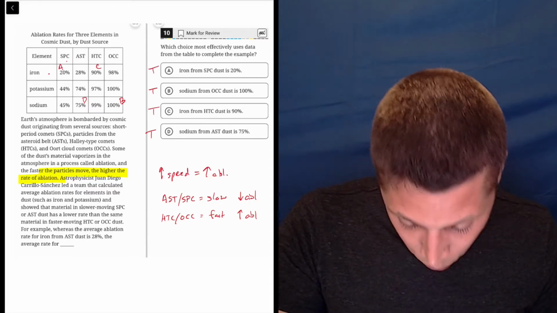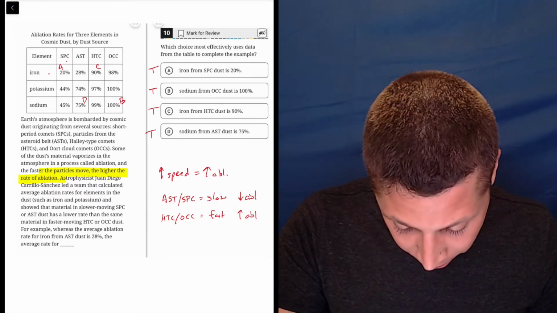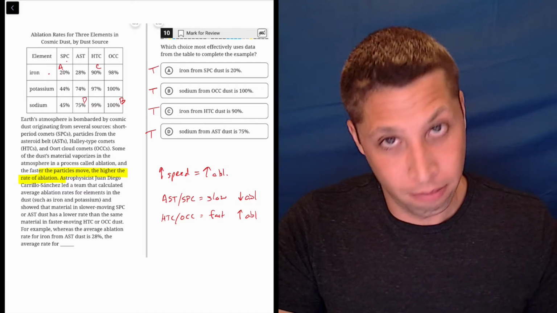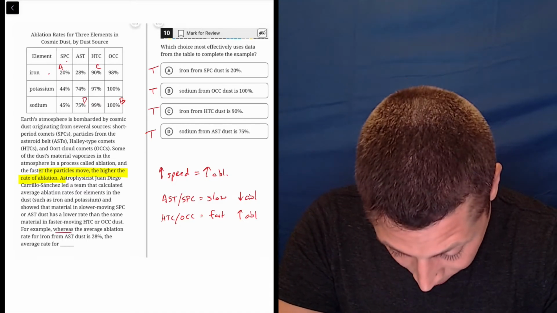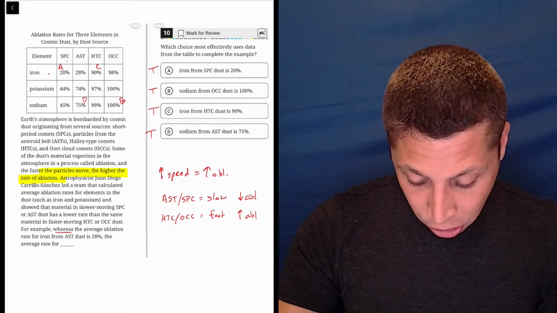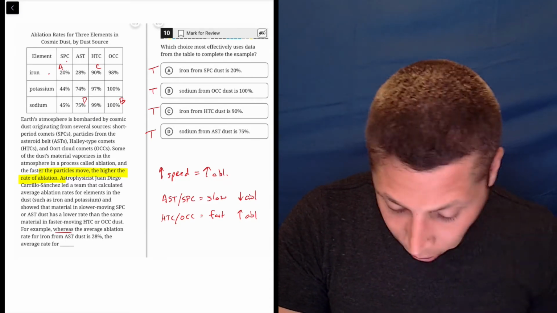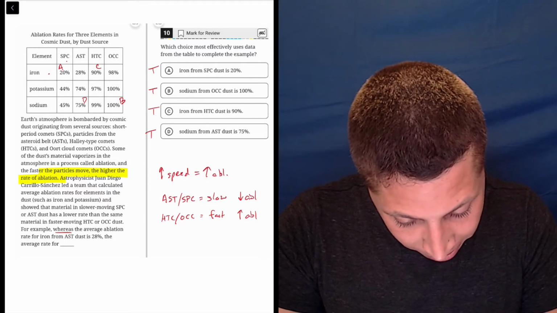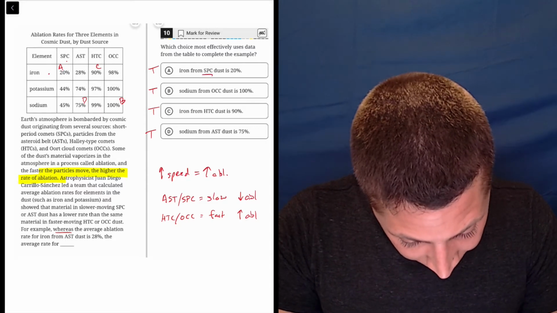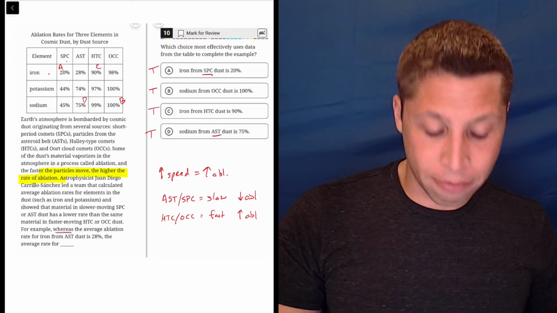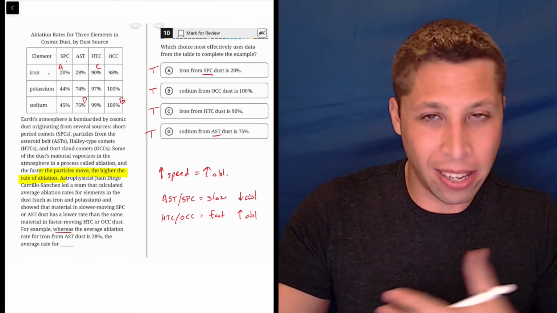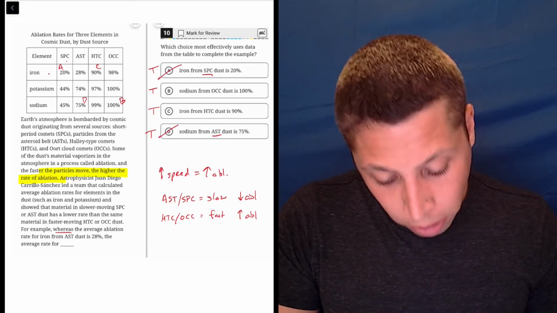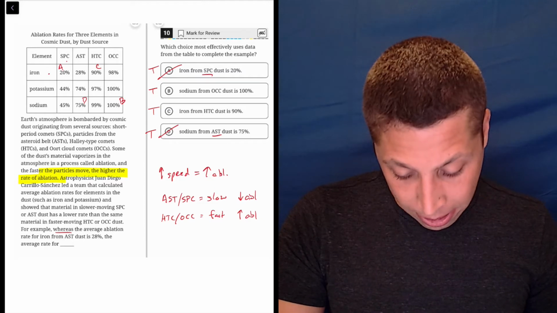Okay, for example, whereas the average ablation rate for iron from AST dust is 28%, the average rate for, okay. Whereas, we want to contrast, right? We want to contrast the slow and the fast. So AST is slow, so I don't want another slow thing. So I'm going to get rid of any ASTs or SPCs. So that means A is probably wrong, and D is probably wrong, because they have things I already care about, right? SPC and AST are both slow, so we really want one of the fast ones, OCC or HTC.